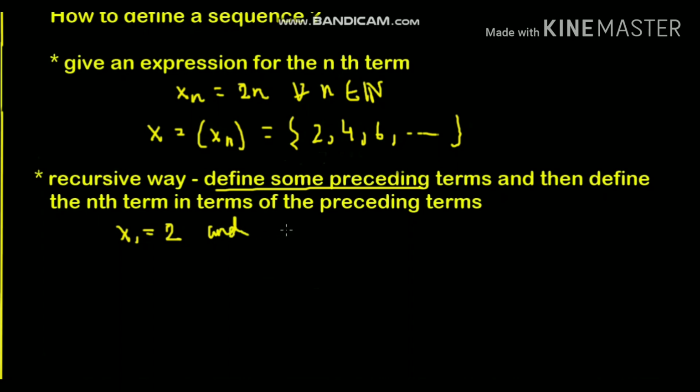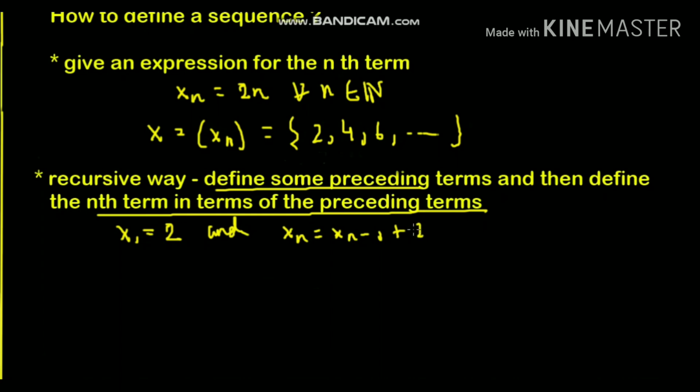Now remember, x of n should be written in terms of its preceding terms. So you can write any terms. I will just define x of n on the basis of x of n minus 1. So I will write x of n equals x of n minus 1 plus 2.